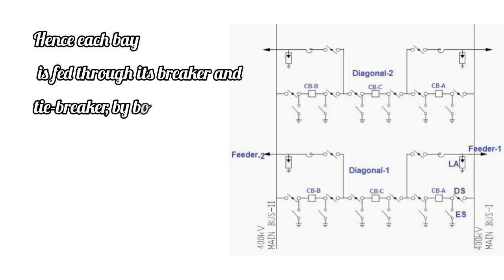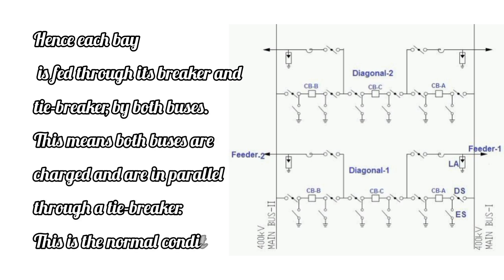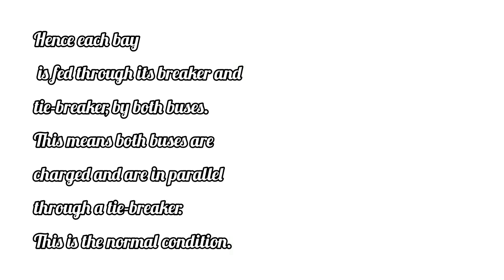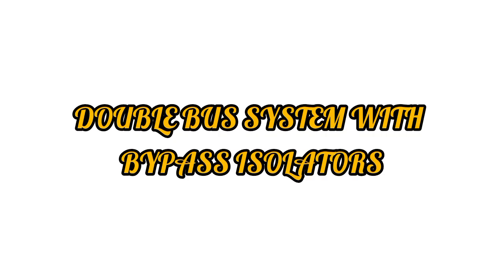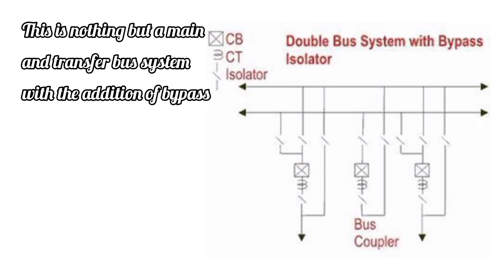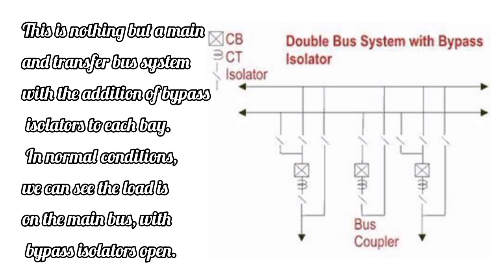Hence each bay is fed through its breaker and tiebreaker by both buses. This means both buses are charged and are in parallel through a tiebreaker. This is the normal condition. Double bus system with bypass isolators. This is nothing but a main and transfer bus system with the addition of bypass isolators to each bay. In normal conditions, we can see the load is on the main bus with bypass isolators open.